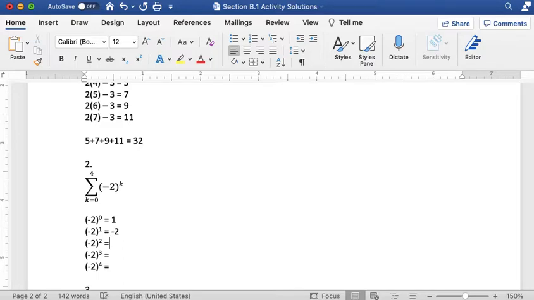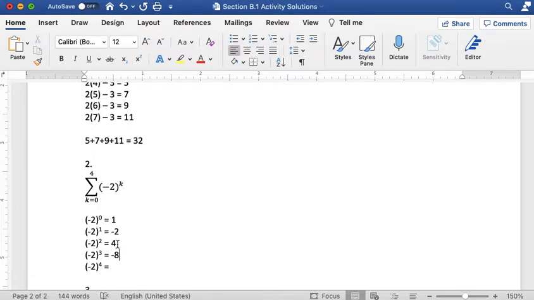Any number to the first power is itself. Negative 2 squared is positive 4. If you're doing this on a calculator, make sure that you are including the parentheses with what you type in. Otherwise, what the calculator is going to do is it's going to do 2 squared and then put a negative sign on it. What you want to do here is negative 2 times negative 2, which is positive 4.